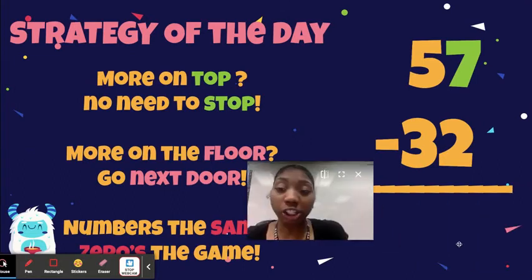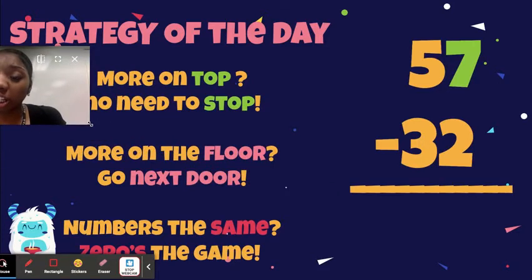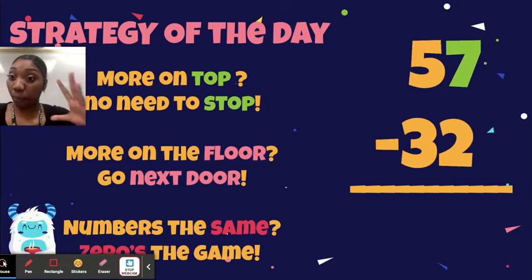So let's practice this strategy together. Miss Dennis is just going to move herself over so that way we can get a closer look at our problem today. Okay, here we go. If there is more on top, so we have 57 minus 32. Whenever we subtract, just like in addition, you always start at the ones place. So let's look at 7 minus 2. According to our rules, if there's more on top, then no need to stop. I know that 7 is bigger than 2.